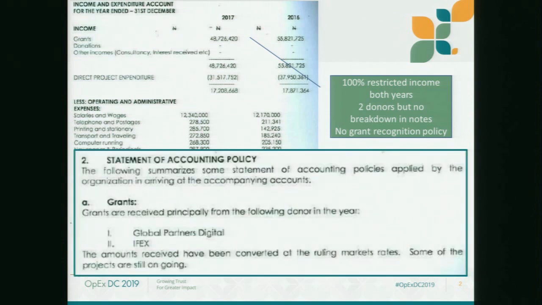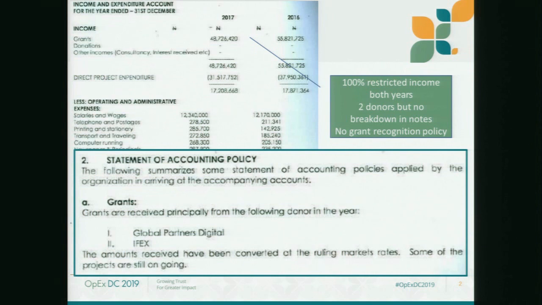In the notes, you can see here there are 2 donors, but it doesn't tell us how much is from each donor. And it says it's an accounting policy, but it says the following summarizes some statement of accounting policies applied by the organization. Grants are received from the following donor. The amounts have been converted at rates. Some of the projects are still ongoing. So it's not really an accounting policy. It's not really telling us very much about how they're recognizing those grants. So that's your income statement.